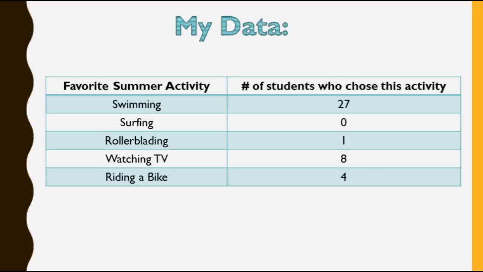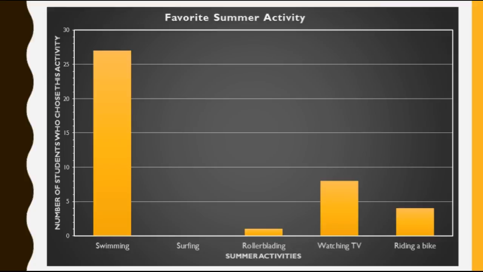Here is my data represented in a table. It's a really great way to keep your data organized. I listed the favorite summer activities that I gave them as choices along the one side, and then I wrote down the number of students who chose this activity. Okay, and then I created a bar graph. Ooh, okay. You can clearly see that there was a favorite summer activity by looking at this bar graph.